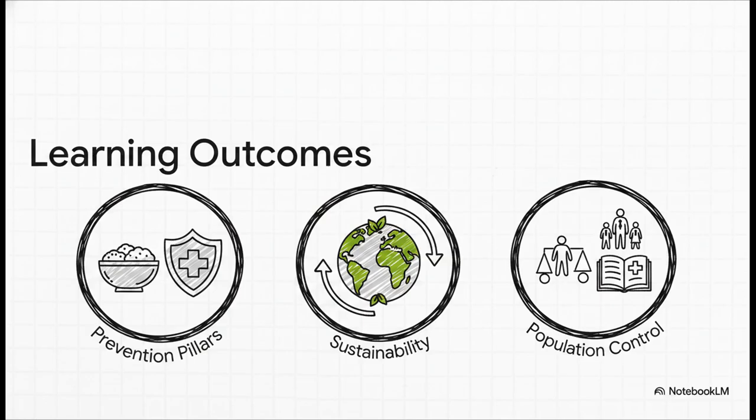ultimate learning outcomes. First, remember the prevention pillars: immediate food aid, breastfeeding support, and nutritional fortification. Second, sustainability. Recognize that transitioning away from conventional farming is not just some environmental ideal. It's an absolute necessity to prevent degradation while meeting global caloric needs. And finally, population control. Understand that slowing population growth through better education, improved healthcare, and strong job markets, all of those directly interlock to preserve our limited global resources.